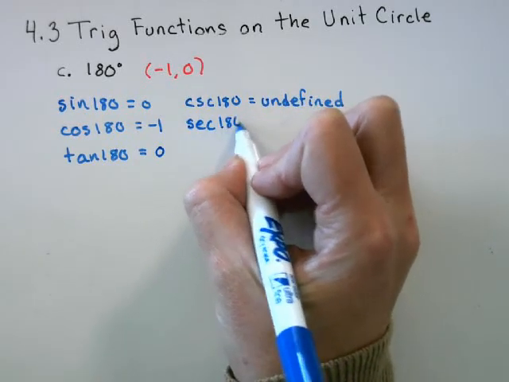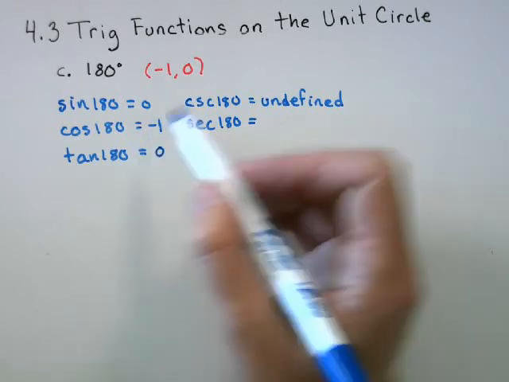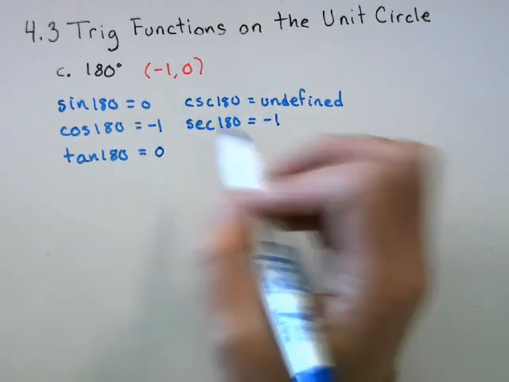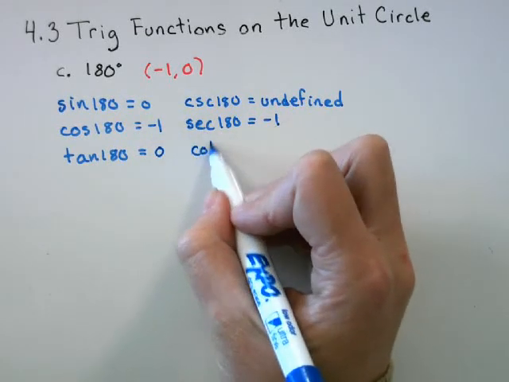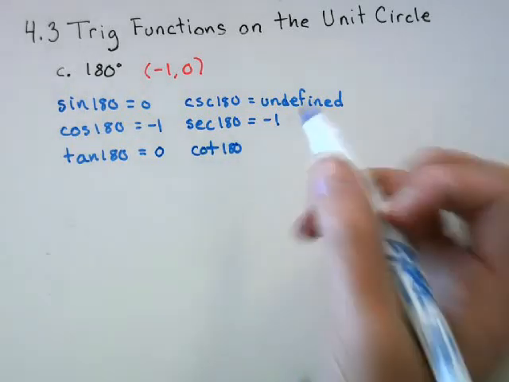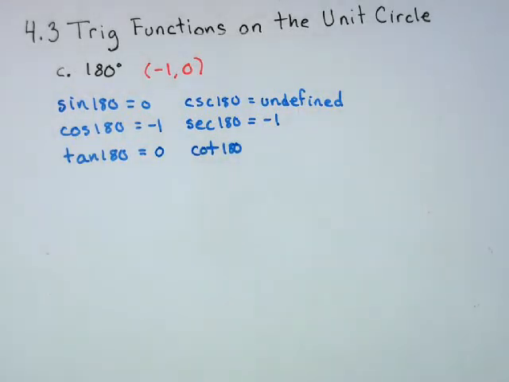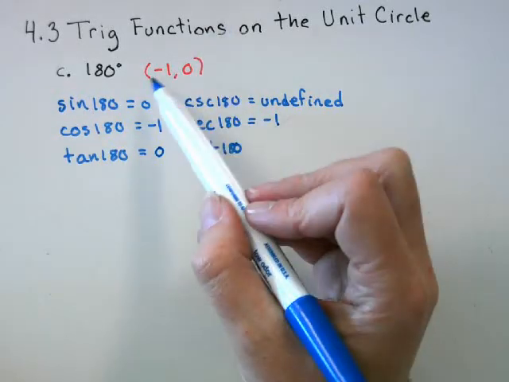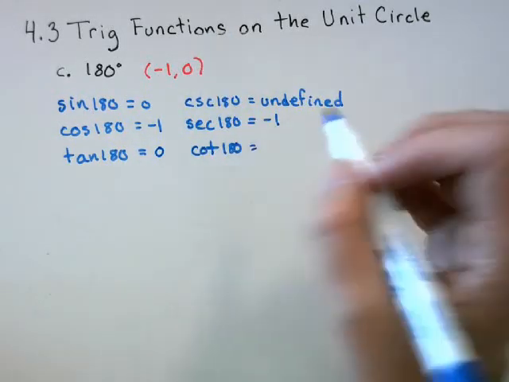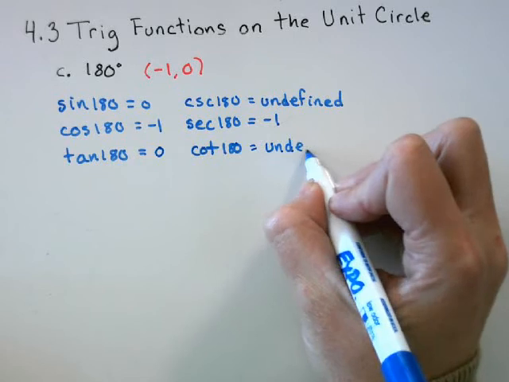Secant is going to be 1 over negative 1, which is still negative 1. Cotangent is going to be the x over the y, which is going to be negative 1 over 0. So this is undefined.